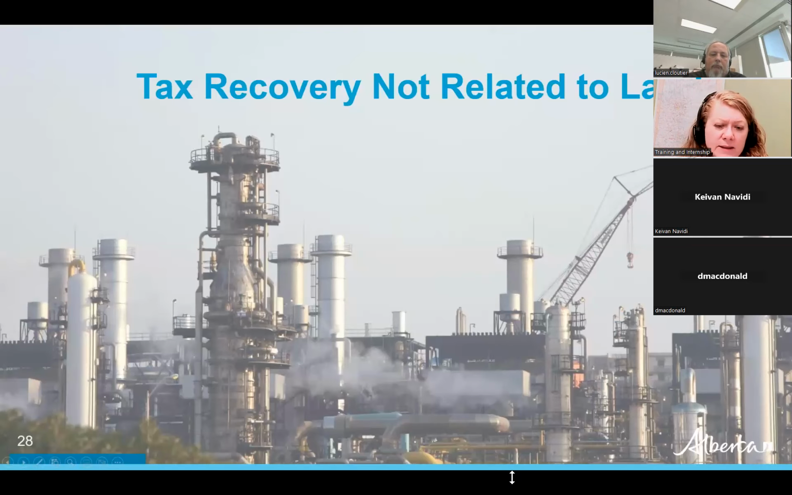And then that brings us to the final method, which is Division 9, tax recovery not related to land. So I'm going to provide more of a general overview of this method as it's less commonly used compared to the other two methods I just talked about. I'm really going to highlight the differences, more so than get into the specific details of this process.